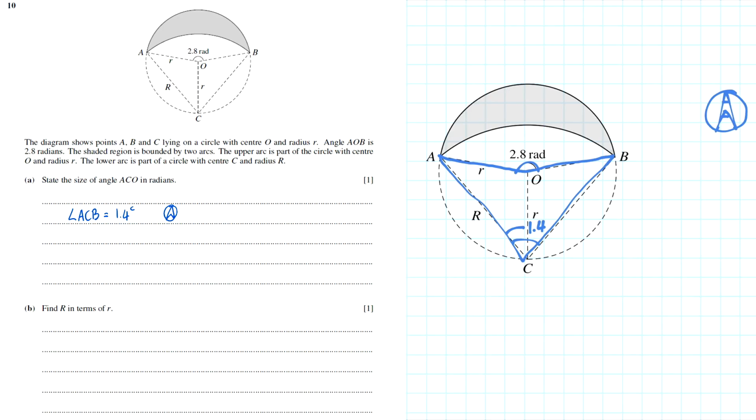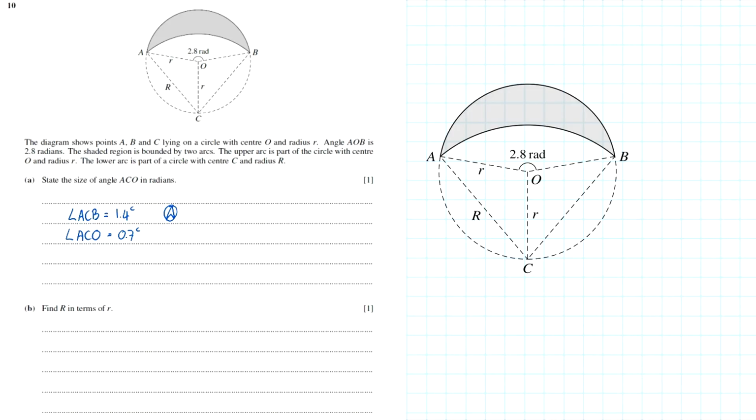We then can realize the two triangles ACO and BCO are congruent triangles. They both have sides of little r and bigger R. And so the angle ACO is going to be half of ACB, which makes it 0.7.